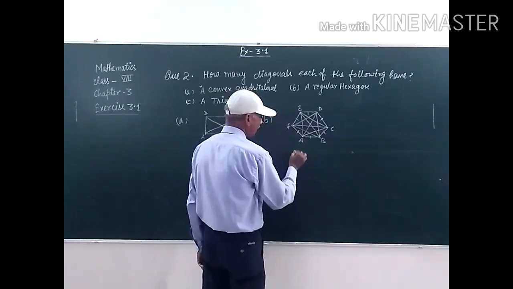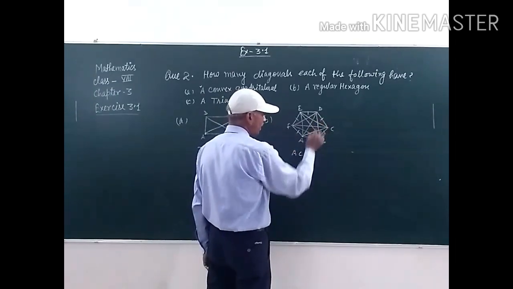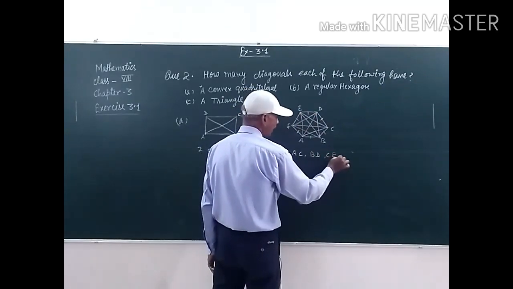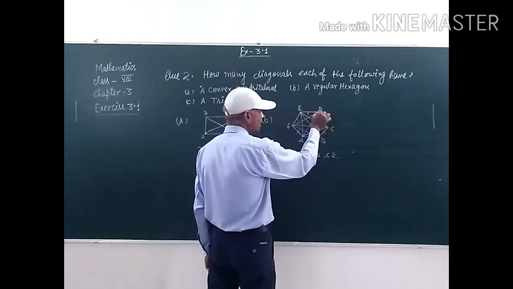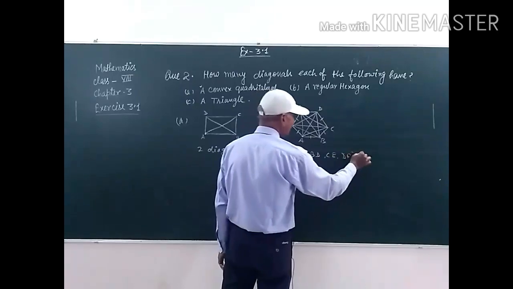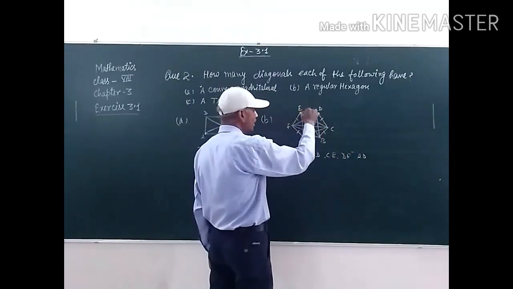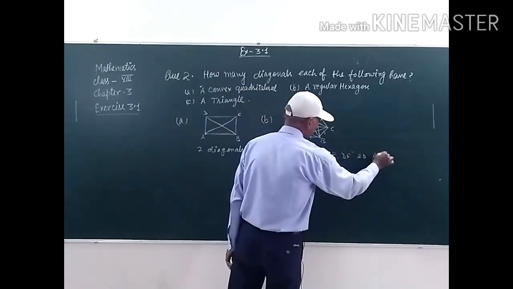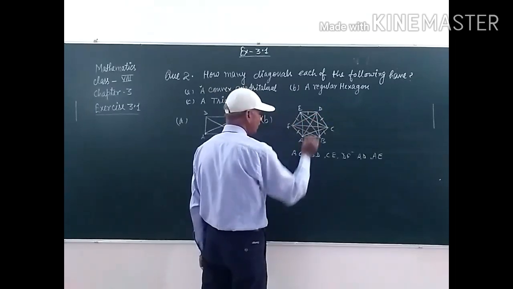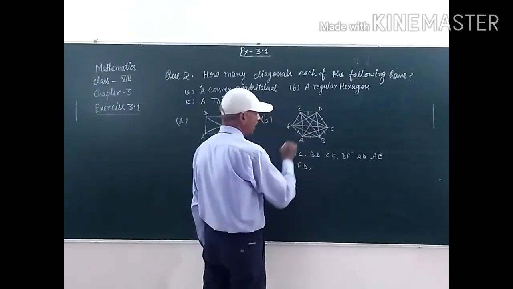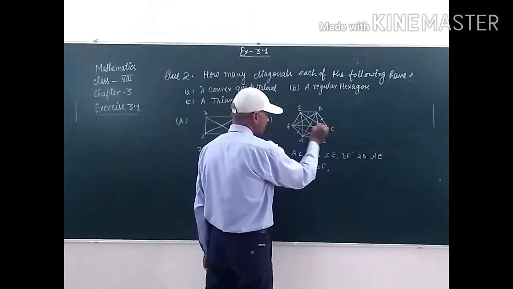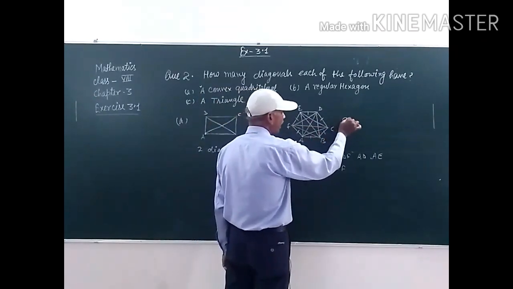So there are AC, BD second one, and CE third diagonal, and DF fourth diagonal, DA or AD fifth diagonal, AE sixth diagonal, again FD or DF seventh diagonal, eighth diagonal BF, and ninth diagonal, student, that is CF. So in this figure there are 9 diagonals.